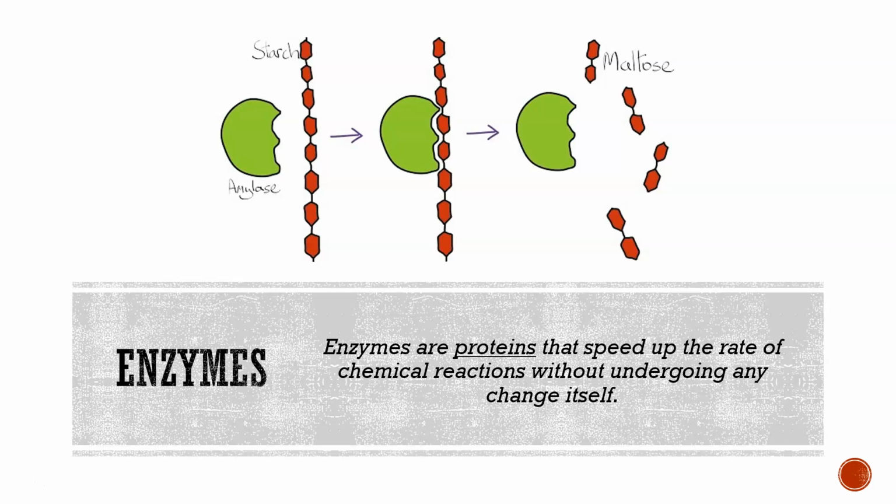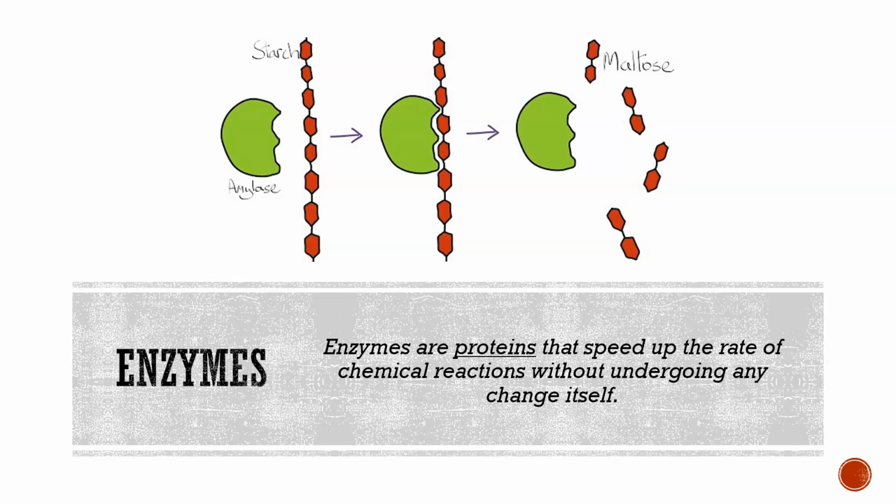It's a long chain, it's linear, so it could be cellulose, it could be amylose. Now I can tell you this is amylose because the specific enzyme working on it is amylase. Okay, enzymes generally end in ASE. Okay, so here we've got amylase breaking down amylose.